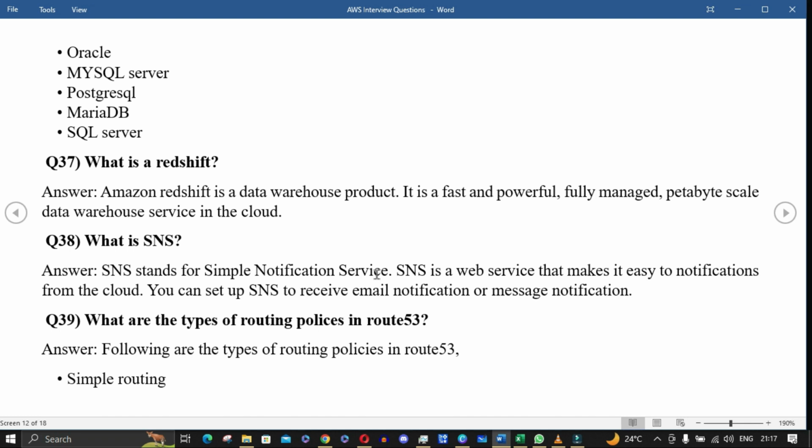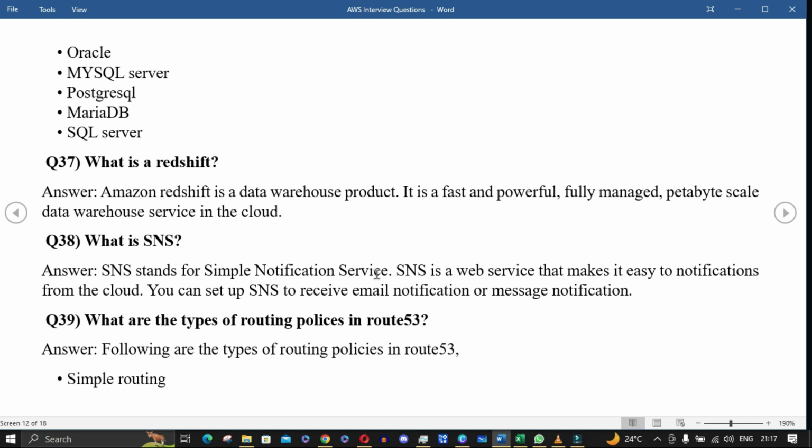Question number 37. What is Redshift? Answer: Amazon Redshift is a data warehouse product. It is a fast and powerful, fully managed, petabyte-scale data warehouse service in the cloud.